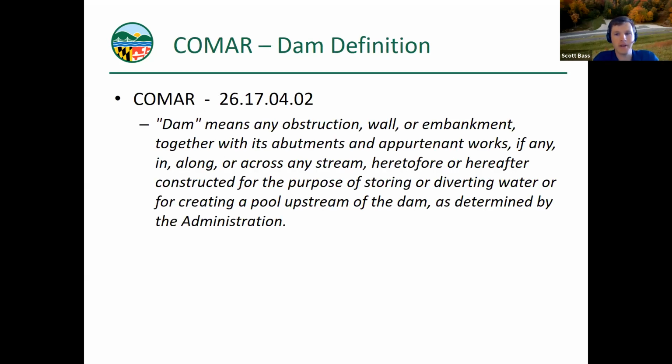So first, a little bit of definitions. What is a dam? Well, in COMAR, dam means any obstruction, wall, or embankment together with its abutments and appurtenant works, if any, in, along, or across any stream, heretofore or hereafter constructed for the purpose of storing or diverting water or for creating a pool upstream of the dam as determined by the administration. So as you can see, that's a pretty broad definition for dam.